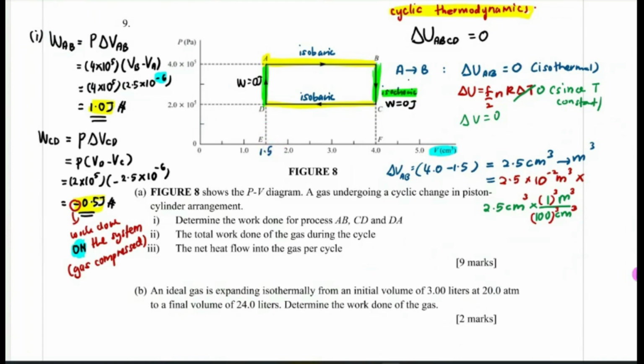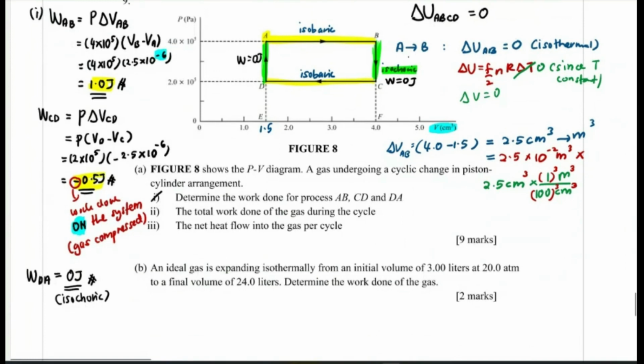Okay. And then next, WDA. What is your answer for WDA? Work done ni kosong. WDA. Kosong, madam, kan tadi dah tulis. Kosong. 0 because this is isochoric. Isochoric process. Okay. Settle dah. Faham tak?